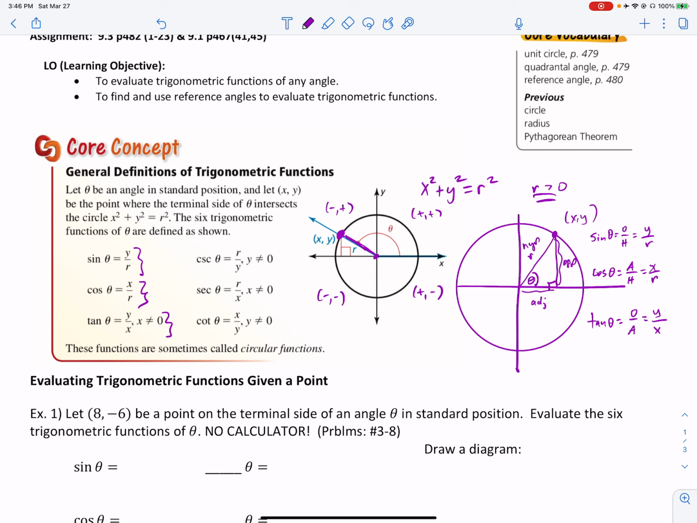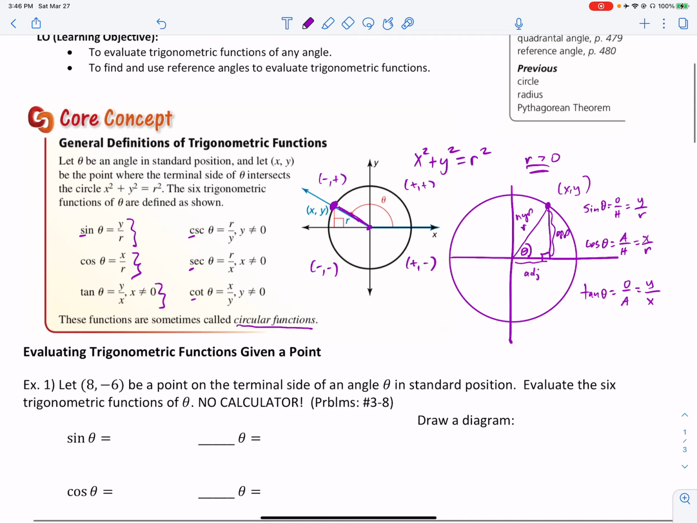And then, of course, we have the reciprocal functions. Remember, sine starts with an s, its reciprocal starts with a c, so cosecant is your radius over y, and secant is radius over x, and cotangent is x over y. And they just mentioned that these are sometimes called circular functions.